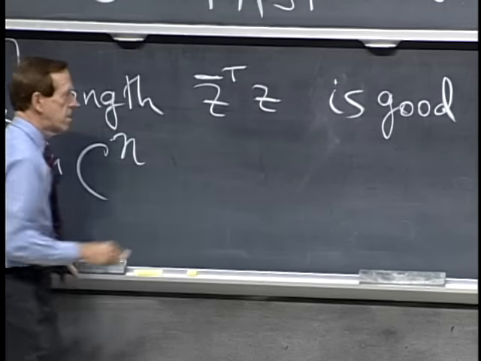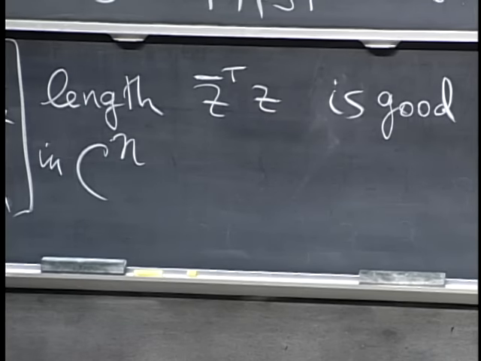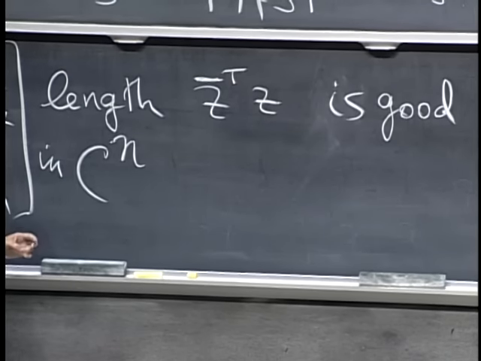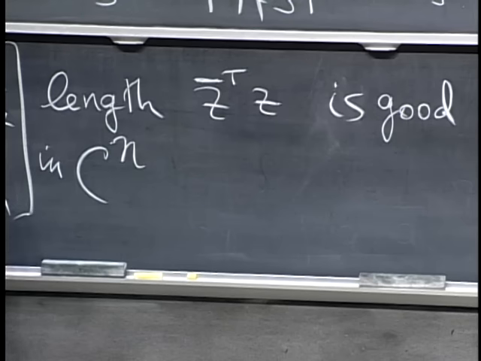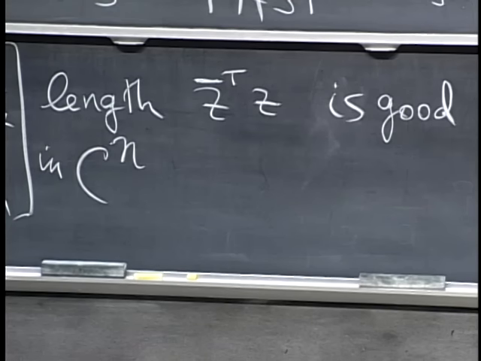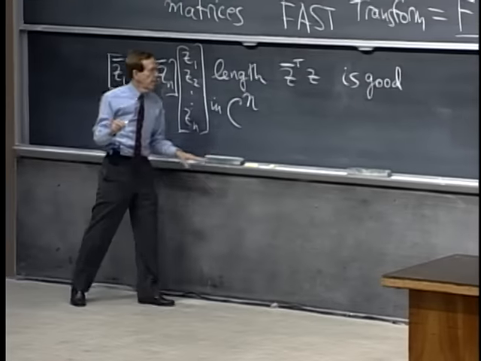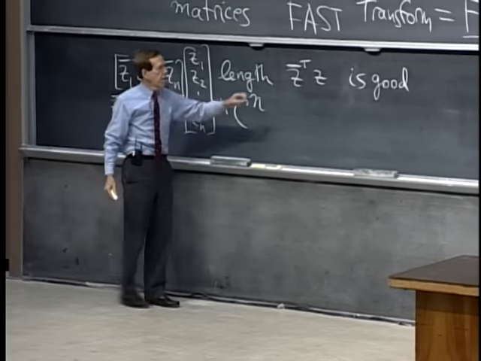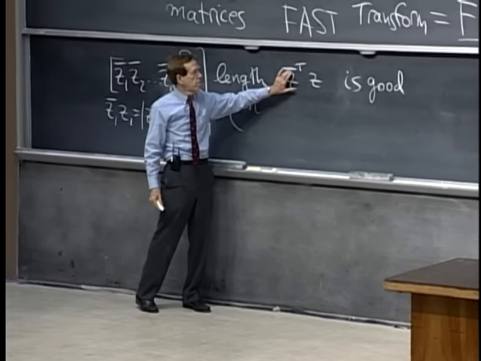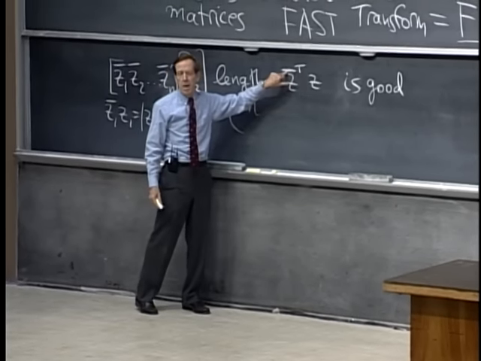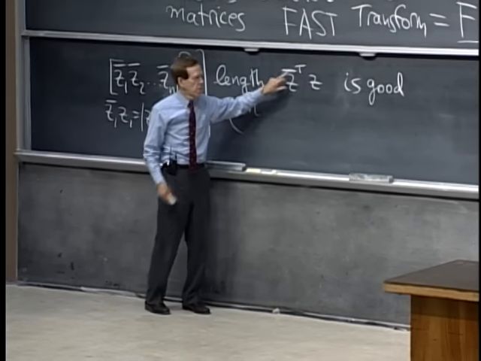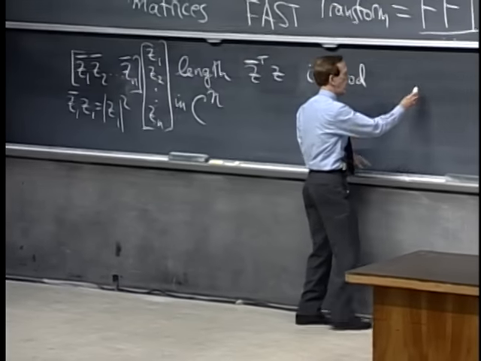Because that now gives the answer 0 for the 0 vector, of course, but it gives a positive length squared for any other vector. So it's the right definition of length. And essentially the message is that we're always going to be taking, when we transpose, we also take complex conjugate. So let's find the length of one.